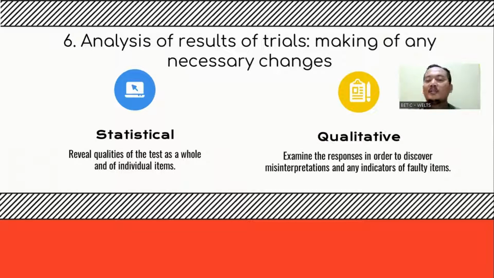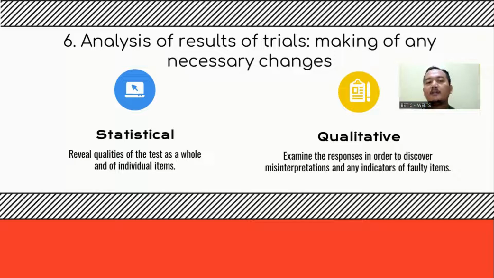So now we are coming to the 6th stage. Stage number 6 is analysis of results of trials. As mentioned by Kang Ihsan on stage 5, we need to conduct some trials. After the trial is done, we will get the result, and we have to analyze it. To analyze the result, there are 2 ways. First is statistical, second is qualitative, or you can use both of them.